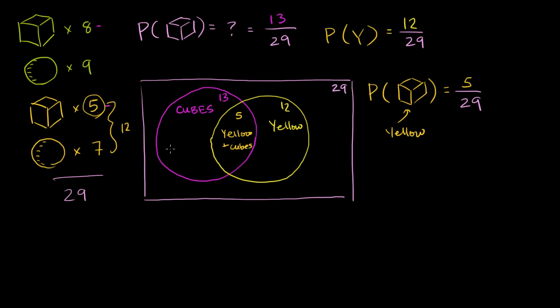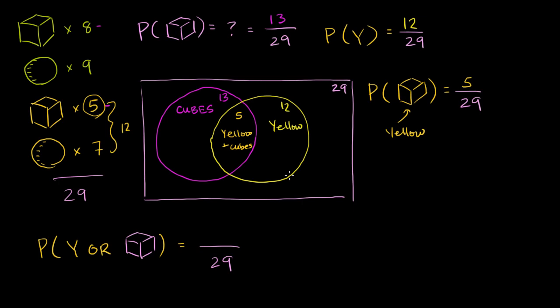Now let's ask, and this is probably the most interesting thing to ask, what is the probability of getting something that is yellow or a cube of any color? Probability of getting something that is yellow or a cube of any color. Well, we still know that the denominator here is going to be 29. These are all of the equally likely possibilities that might jump out of the bag. But what are the possibilities that meet our conditions? Well, one way to think about it is, there's 12 things that would meet the yellow condition.